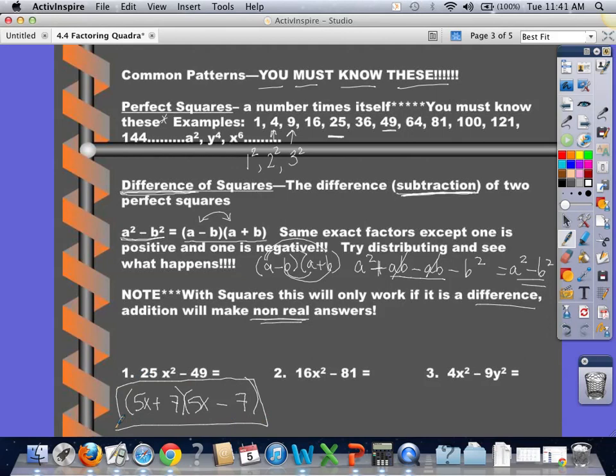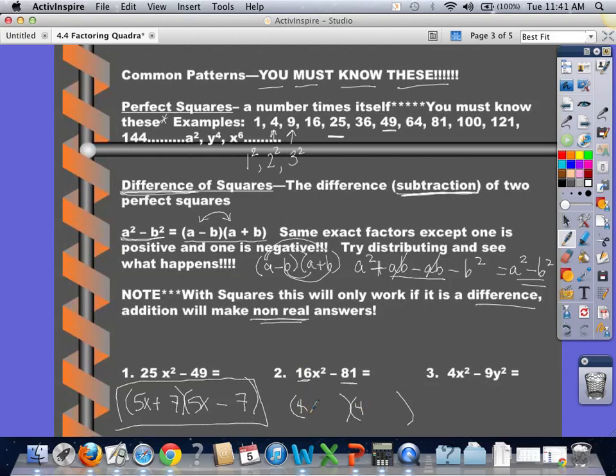Number 2 says 16x squared minus 81. Is 16 a perfect square? Yes, it is. How about 81? Yes, it is. Do we have a difference? Yes, we do. And x squared makes this a perfect square, and difference of perfect squares can be split up really, really easy. Square root of 16 is 4.